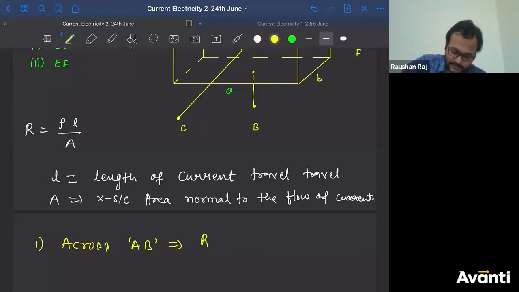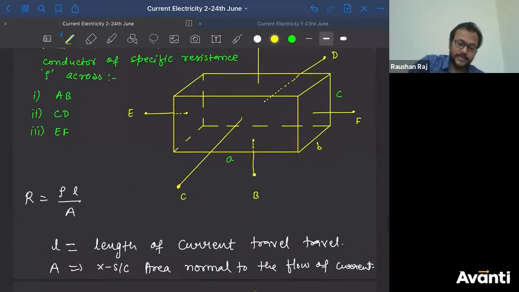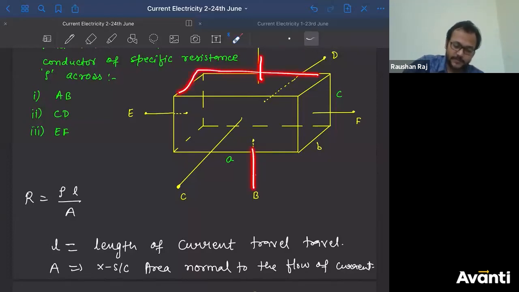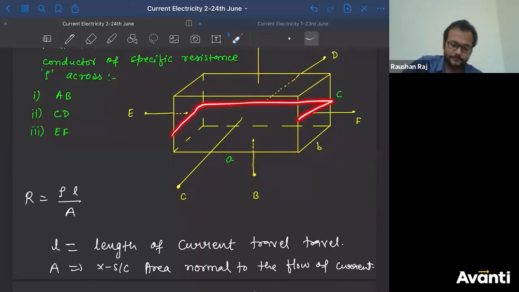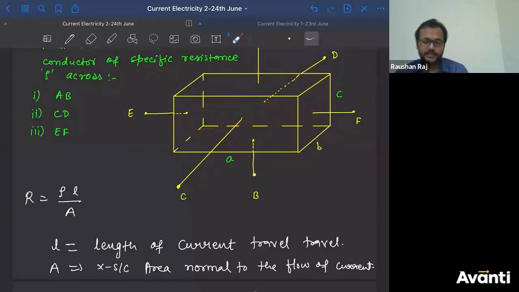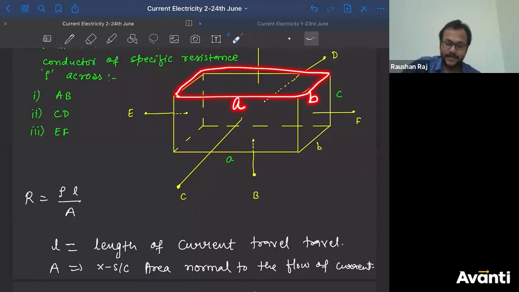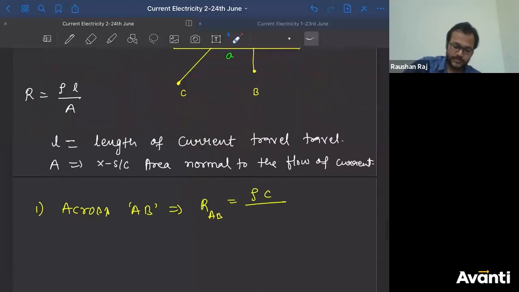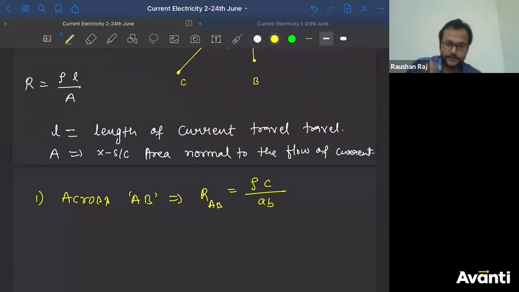तो क्या लिखेंगे, रो इंटू, so R_AB is equal to rho into C divided by the cross section area which is perpendicular, normal to the current flow. Current is flowing from upar se niche, so the cross section area is this part and that is constant. I don't have to worry about anything. Everywhere the cross section area is constant, and its value here is B into A. This area is a rectangle, so A into B, तो नीचे मल्टीप्लाई करेंगे. So this is the answer.